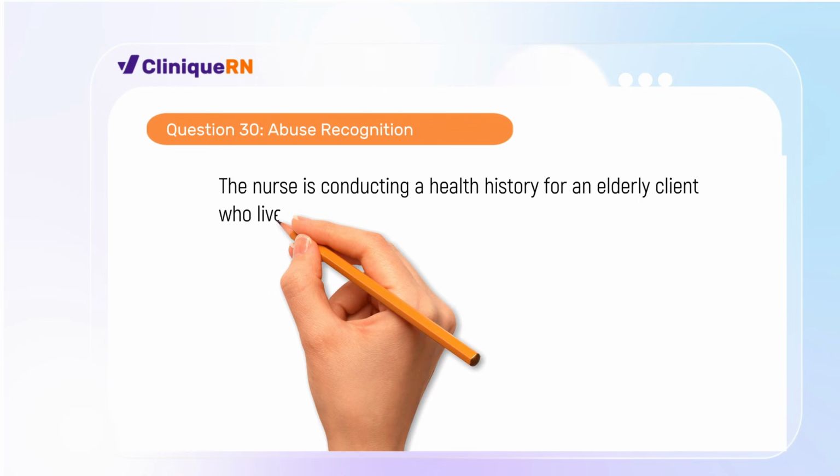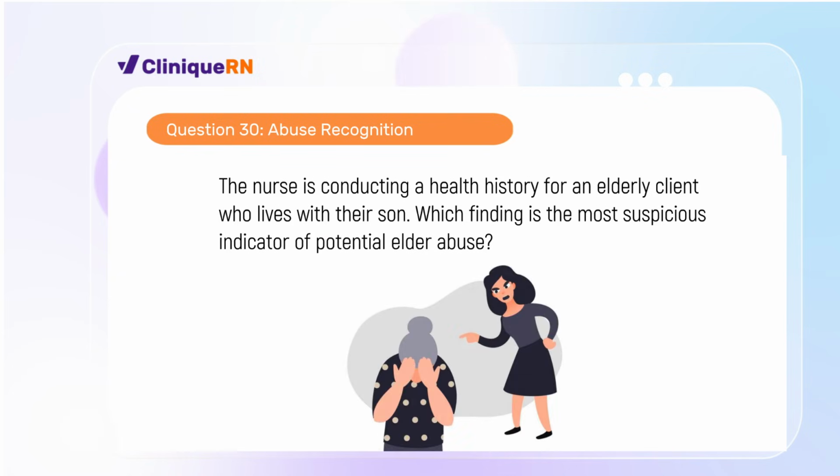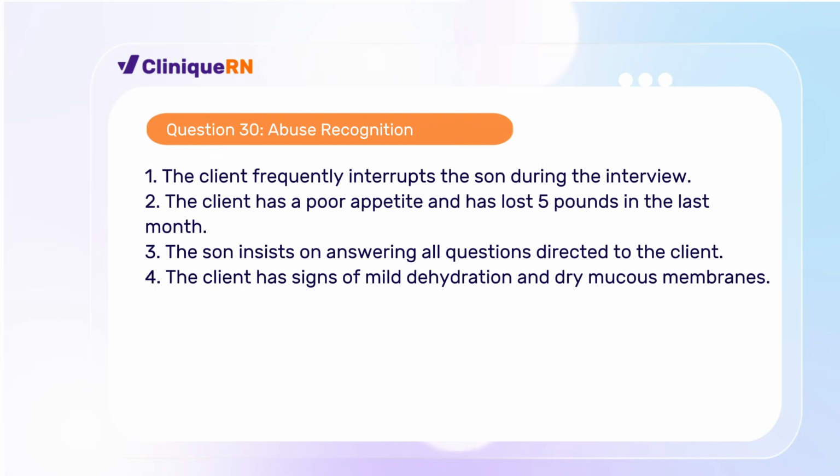Question 30. Abuse recognition. The nurse is conducting a health history for an elderly client who lives with their son. Which finding is the most suspicious indicator of potential elder abuse? 1. The client frequently interrupts the son during the interview. 2. The client has a poor appetite and has lost 5 pounds in the last month. 3. The son insists on answering all questions directed to the client. 4. The client has signs of mild dehydration and dry mucous membranes.